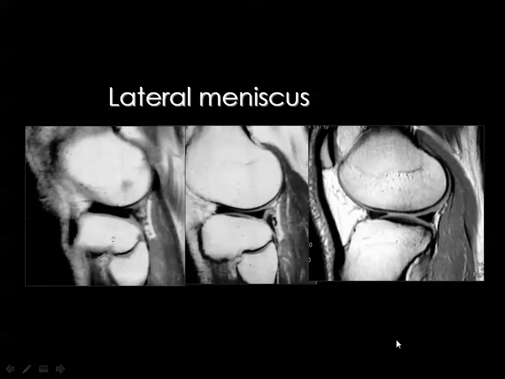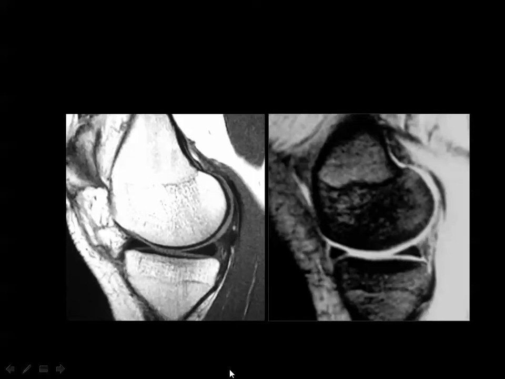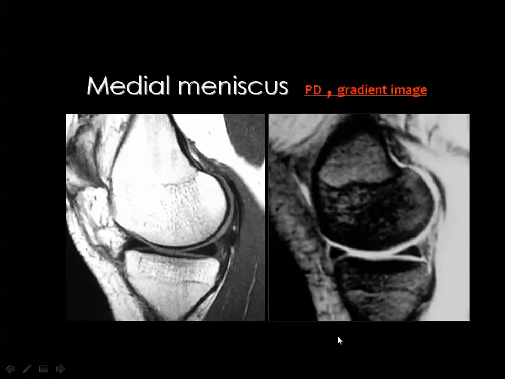Then this is the lateral meniscus, identified by the presence of the fibula, the shape of the tibia, and the fact that the anterior horn is almost equal to the posterior horn. And here you can see the body of the lateral meniscus. And this is the proton density image of the knee, showing the medial meniscus, the anterior horn is smaller than the posterior horn, and the shape of the tibia. And this is also a medial meniscus with a gradient image. This is the anterior horn, and this is the posterior horn, which is larger.